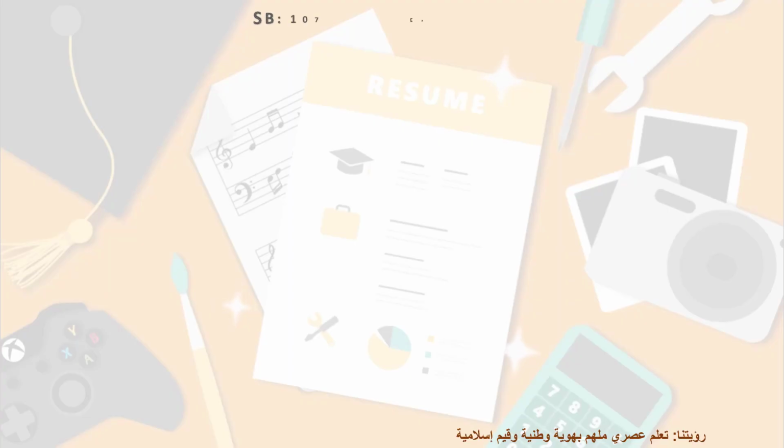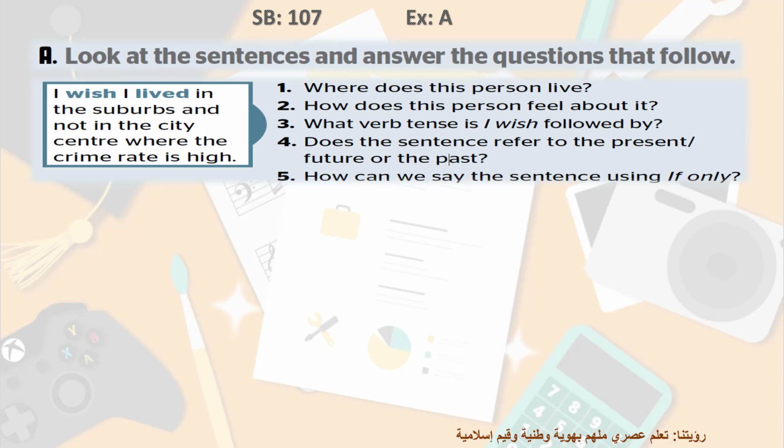Now open your student books page 107 to answer exercise A. Exercise A. Look at the sentences and answer the questions that follow. Look at the box. Here is a sentence. I wish I lived in the suburbs and not in the city center where the crime rate is high. We have here 5 questions. Question number 1. Where does this person live? It's clear from the sentence that he lives in the city because he doesn't want to live there and he wishes to live in the suburbs.